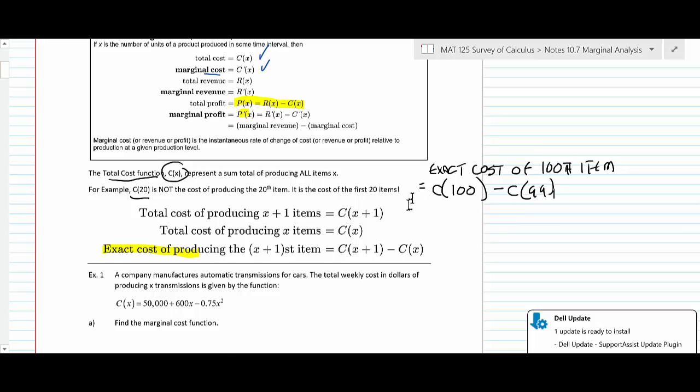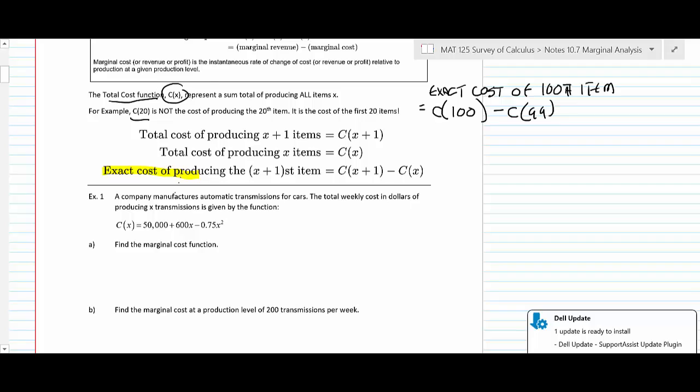All right, so we're going to work a little bit with this. In this example, the first thing is you're given a cost function. Cost functions can be all types of functions. This one is a quadratic that's upside down, so it's going to be changing at all times. What this is, is your manufacturing automatic transmissions. This is a total weekly cost, okay?